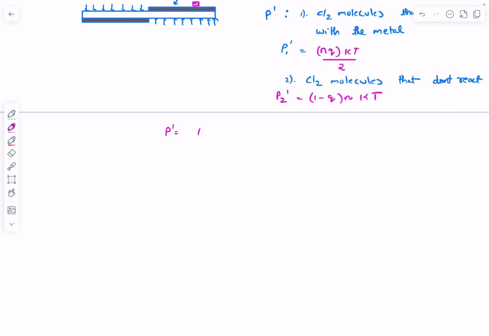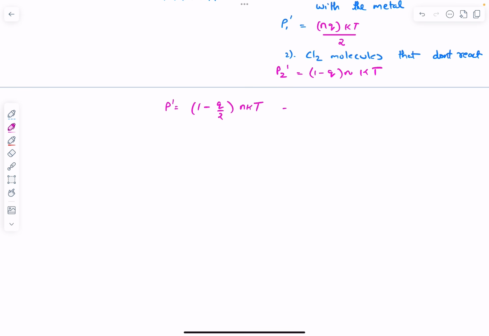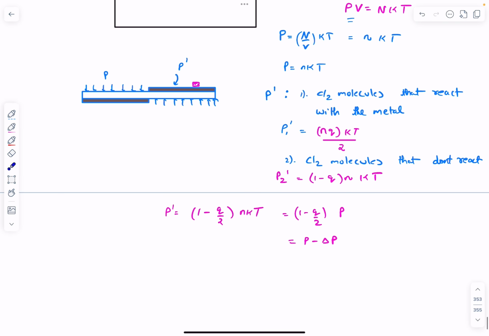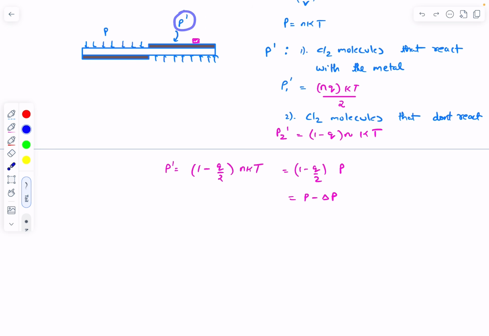And that, if you observe, is going to be (1 minus Q by 2) times NKT. Okay, and this is nothing but (1 minus Q by 2) multiplied by P. So if I write it like P minus delta P, this P dash is going to be slightly less than P. So basically we figured out P dash is less than P. If you observe about the center of mass, it will feel a counterclockwise torque, because the torques due to these two forces dominate the torques exerted on the metal plate. So it will feel a counterclockwise torque and it will rotate in the counterclockwise sense.